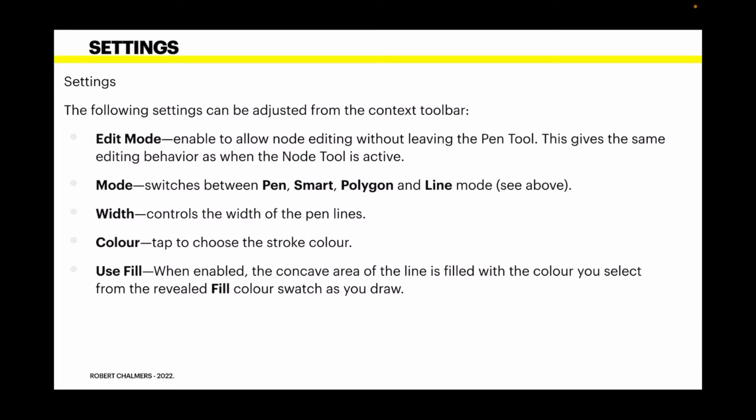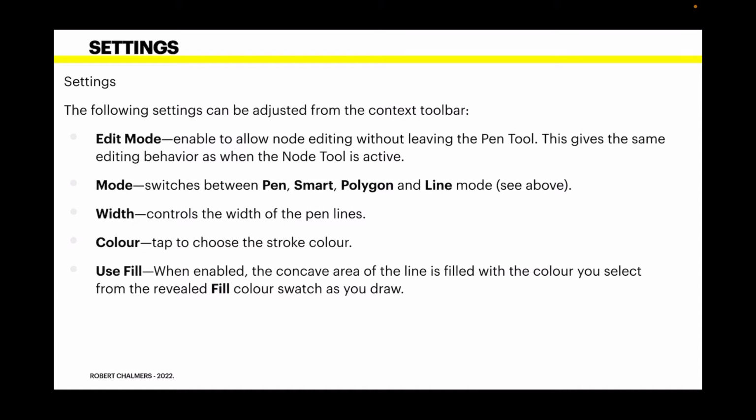The following settings can be adjusted from the context toolbar. Edit mode. This allows you to edit nodes without leaving the pen tool. It gives the same editing behaviour as when the node tool is active. So you may have finished your drawing and you want to edit it, then you use the node tool. But if you need to edit as you're going along, just tap the edit button and it'll highlight it and you can edit your work as you're going. The mode switches between pen, smart, polygon and line, and we just mentioned that.